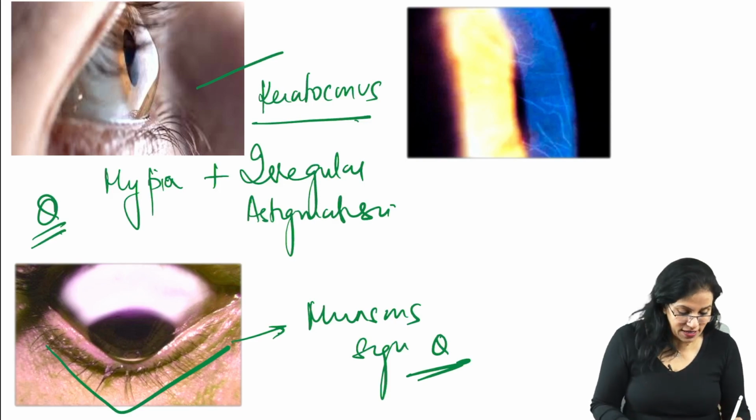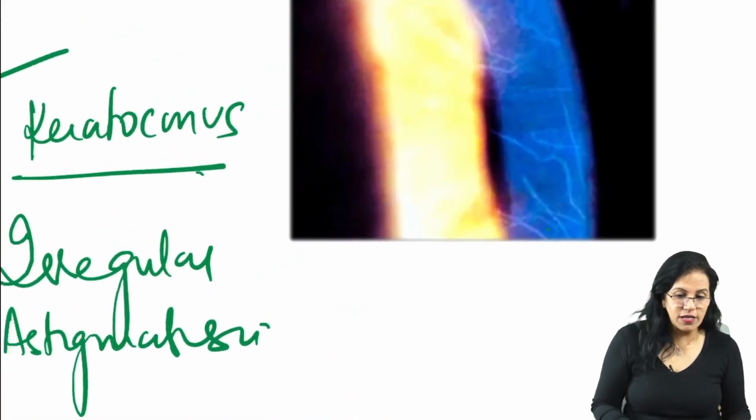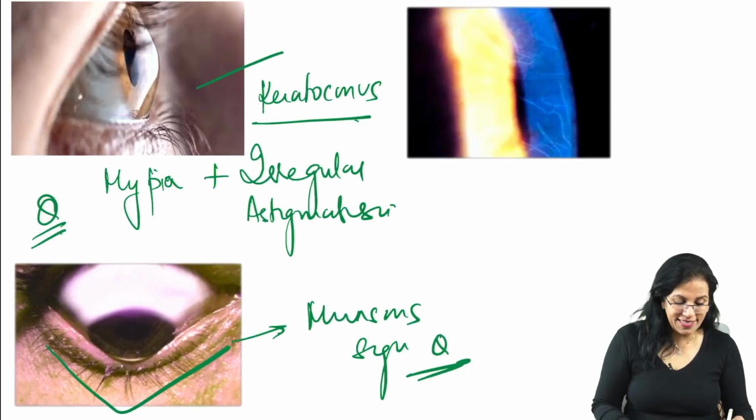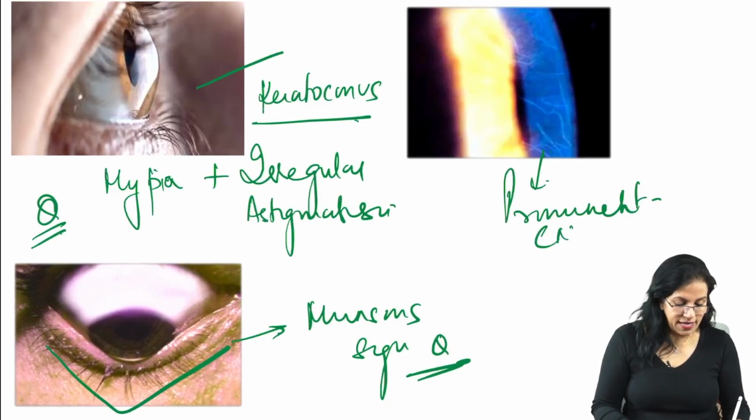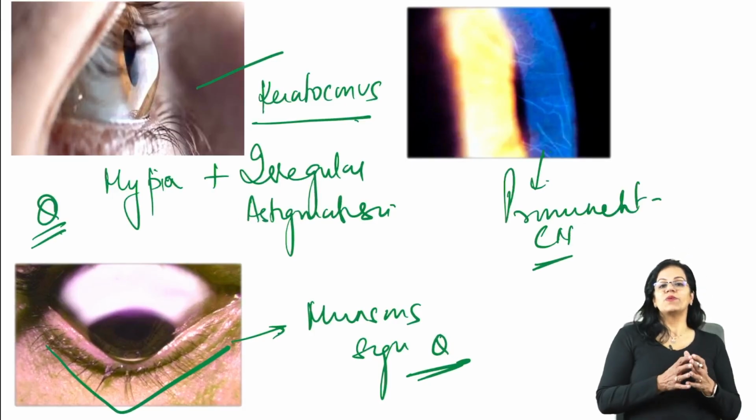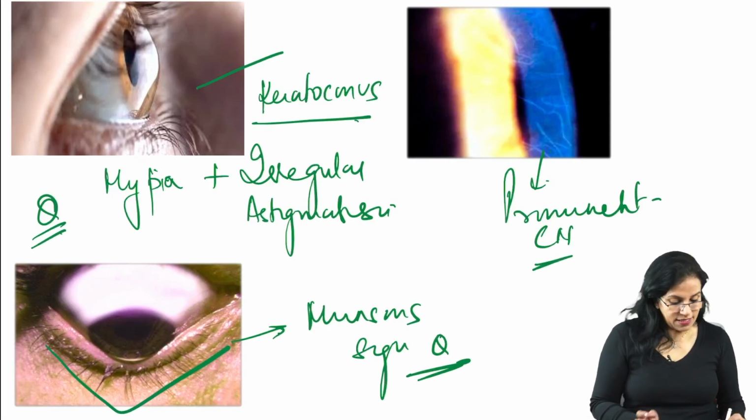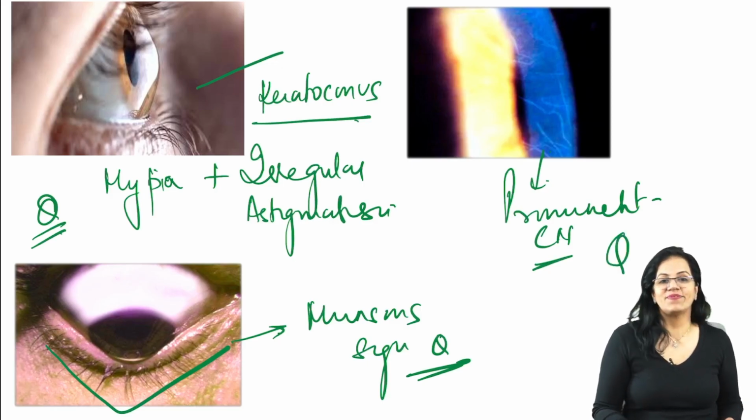Then what you get here is, can you see this? These are prominent corneal nerves, and this is why this is happening. It is due to thinning of the cornea. So this is your prominency of the corneal nerves. Again is a feature of keratoconus due to thinning of the cornea. This is also your exam question, right?